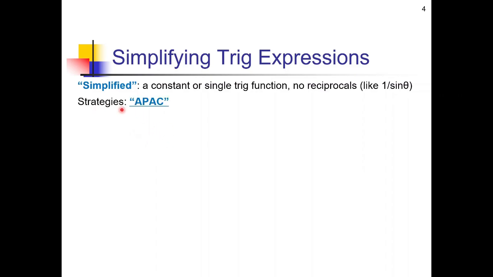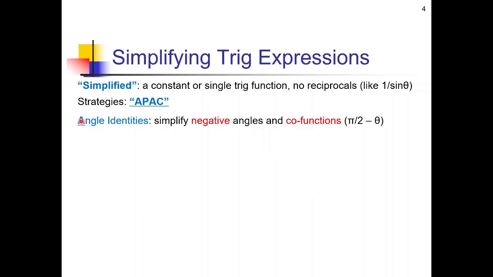This set of strategies, I call APAC, and I just kind of made this up as a way of memorizing a set of things that I'm going to try, and roughly the order I'm going to try them in. So this first A stands for angle identities, and this includes simplifying things that have negative angles inside the trig function, like sine of negative x, and also cofunctions, like for example tangent of pi over 2 minus theta, or cosine of this expression here.